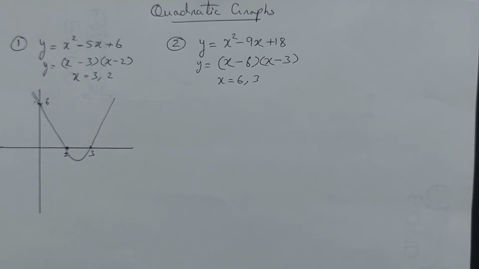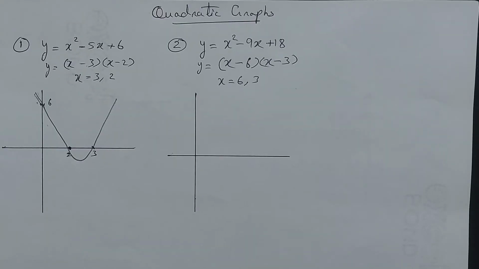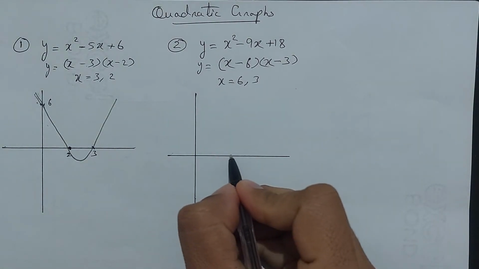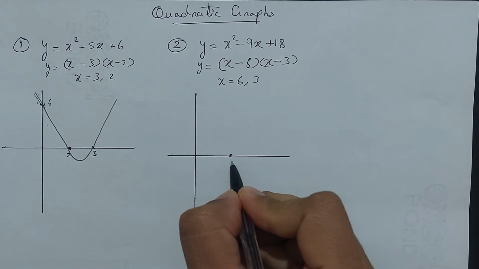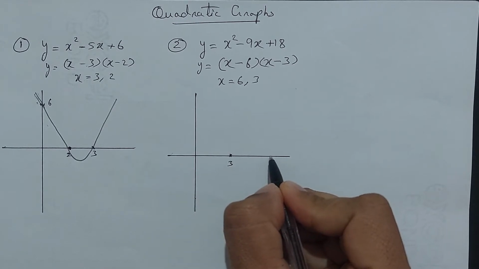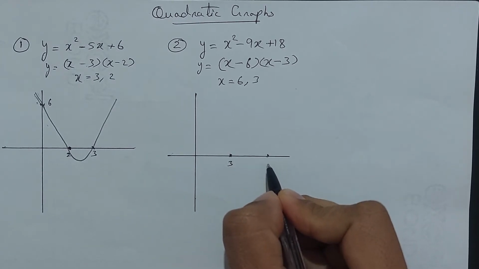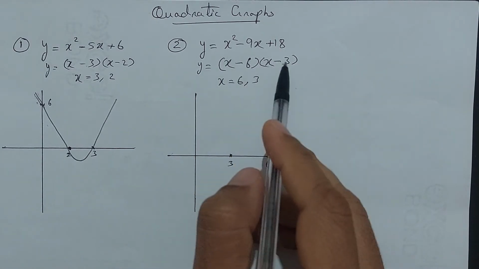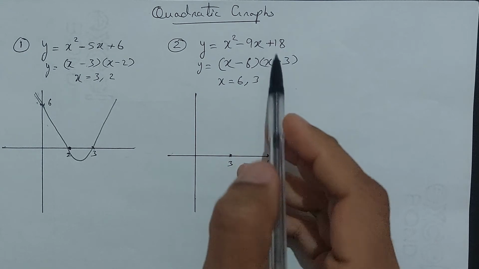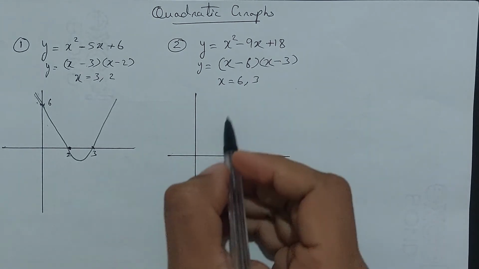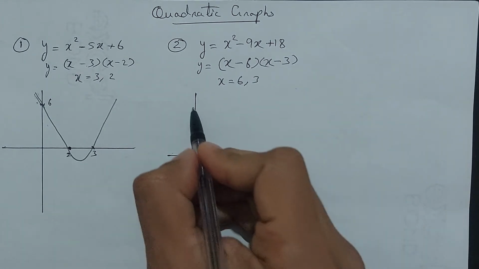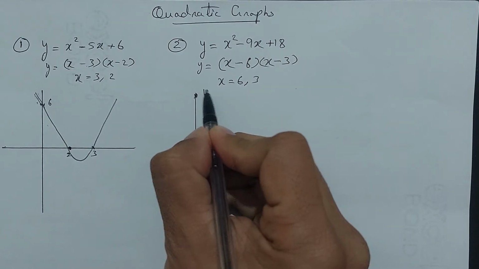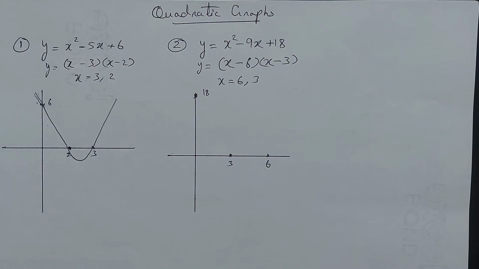So first we have to get the x coordinates. Let it be 3 here and 6 somewhere here. And what is our y-intercept? Minus 6 times minus 3, which is 18. Either here, wherever you pick. Don't pick it from here, you get confused sometimes. So somewhere around 18 here. Right, that's it. Freehand.